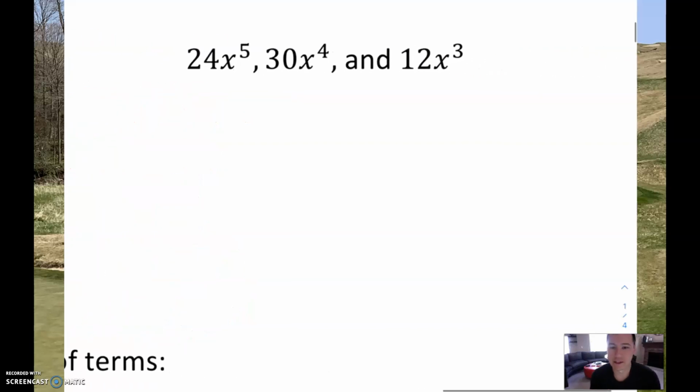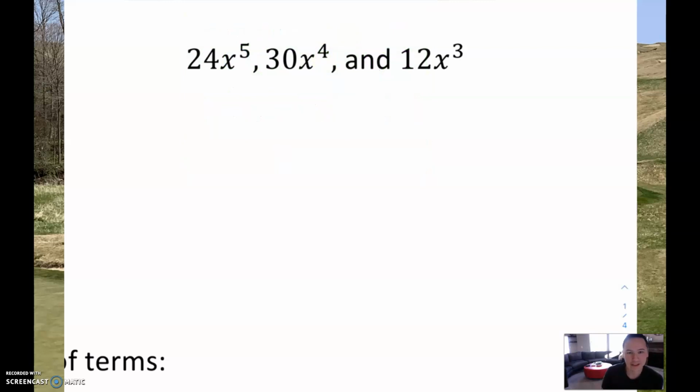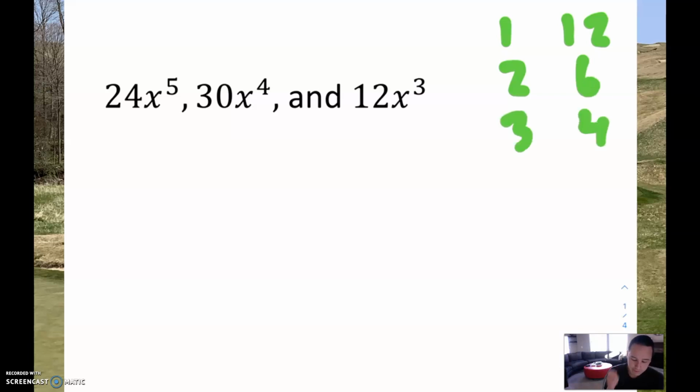All right, now we're going to make it a little bit more complicated where we have some numbers and some variables, and then we're also going to put a third number in there. So 24x to the 5th, 30x to the 4th, and 12x to the 3rd. What I like to do is look at the smallest number. So 12 is our smallest number here. And we're going to look at all the factors of 12. So you could have 1 and 12. You could have 2 and 6. And you could have 3 and 4.